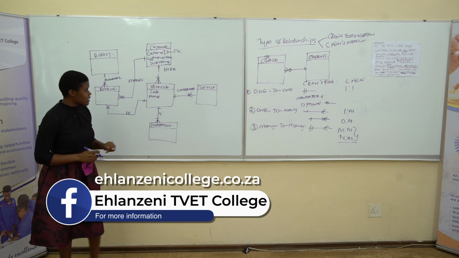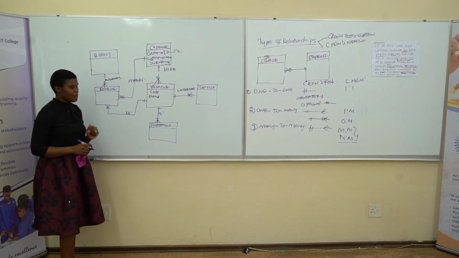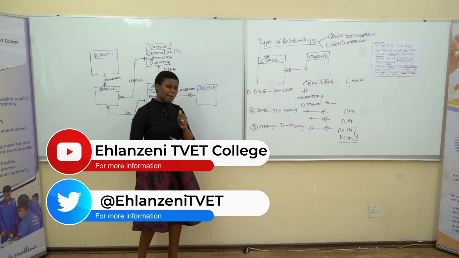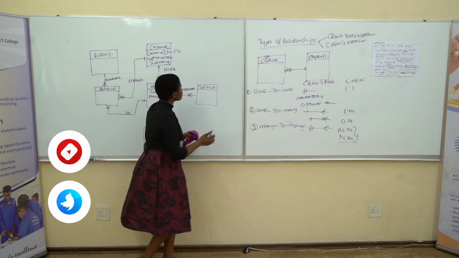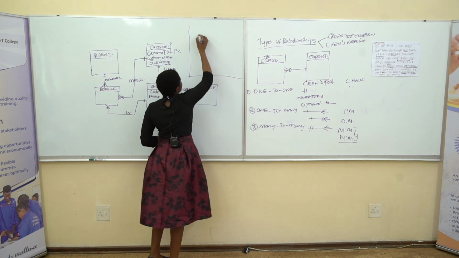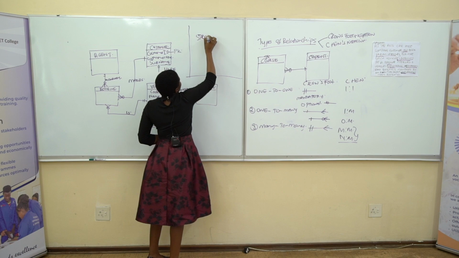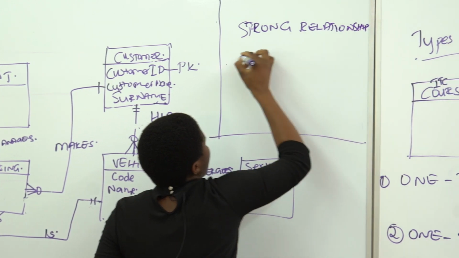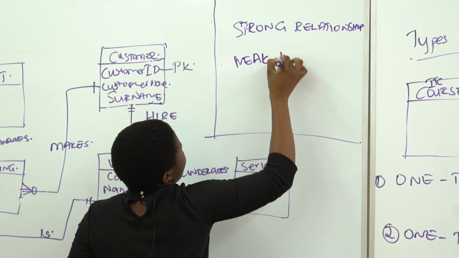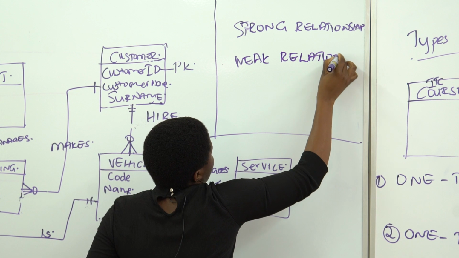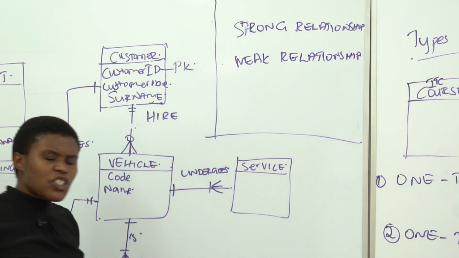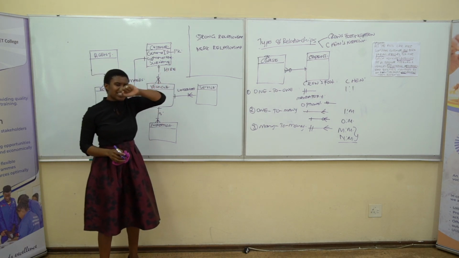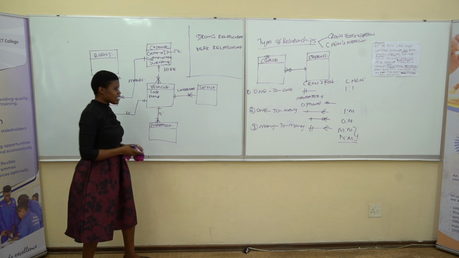So before I close this lesson, I just want us to understand something. Just for the theory part, a relationship can either be strong or weak. Okay, I'm just going to write those two things here. A strong relationship and a weak relationship. Which entities have a strong, which one have a weak? A strong relationship is when an entity exists because of another entity. Just give a simple example.